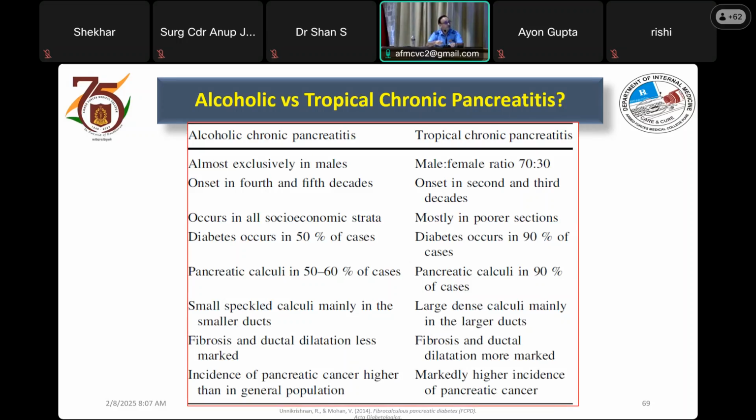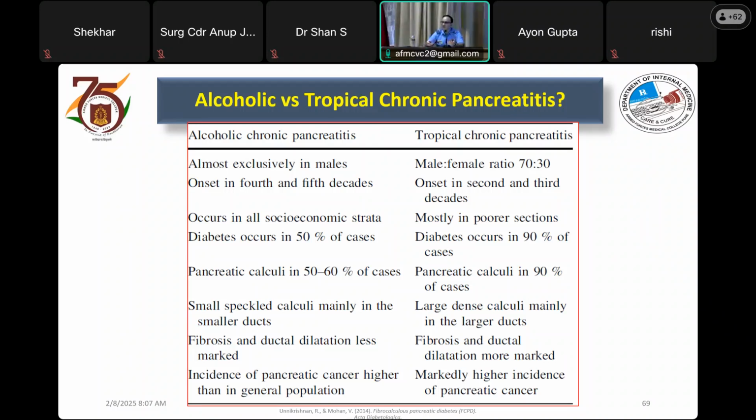From the radiology point of view, more distortion of architecture would be there in tropical chronic pancreatitis. Large dense calculi, mainly in the larger duct, fibrosis and ductal dilatation may be present. These two entities we need to pick up because management would be different, as we know tropical chronic pancreatitis may proceed to pancreatic cancer also. Brittle diabetes is a term for pancreatic diabetes because these people are very difficult to control.